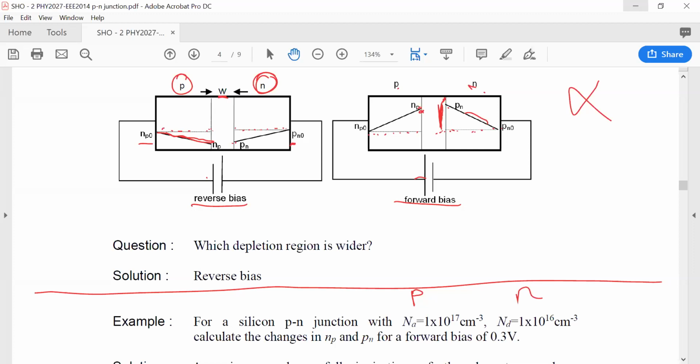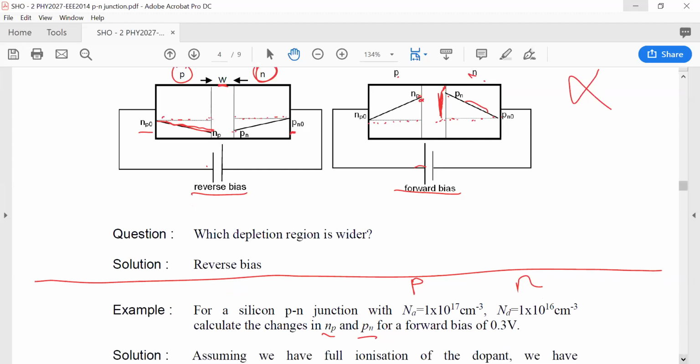So we call that Na and Nd. And then we're being asked to calculate the changes in the minority carrier concentrations, Np and Pn, when a forward bias of 0.3 volts is applied. Okay. So the first thing we have to remember, and I've already written it and given you a big help because people often get confused, is that you've got Na and Nd.